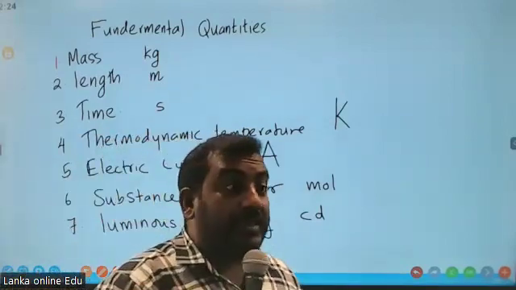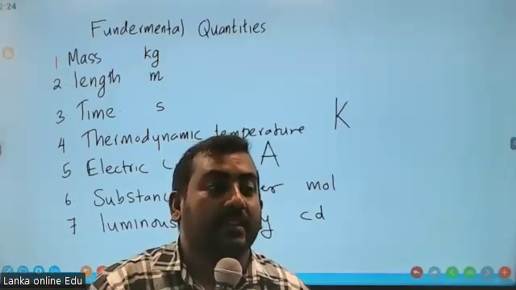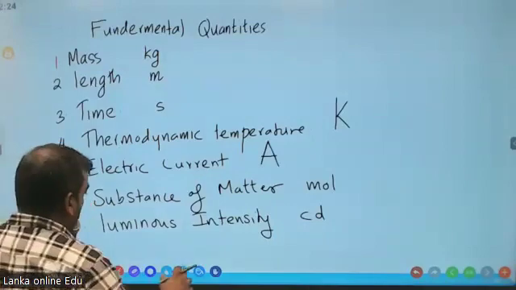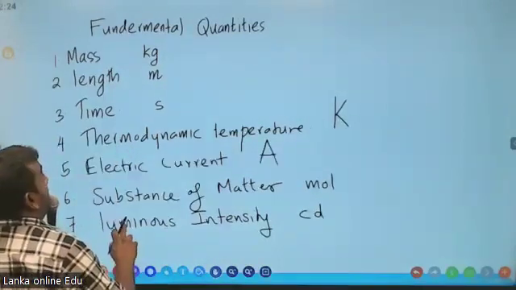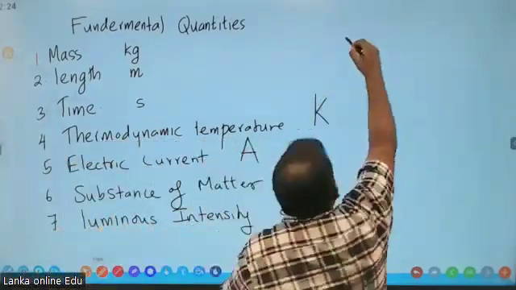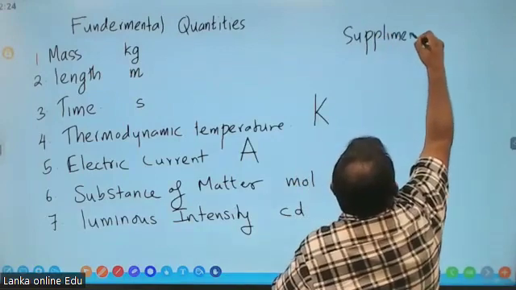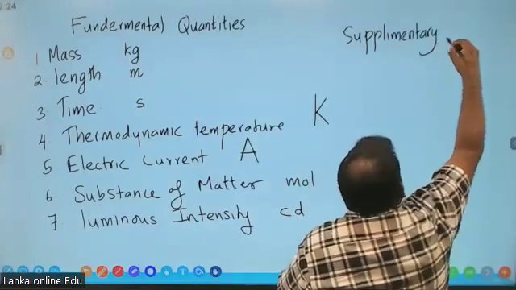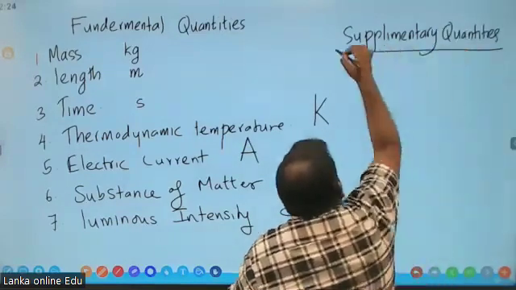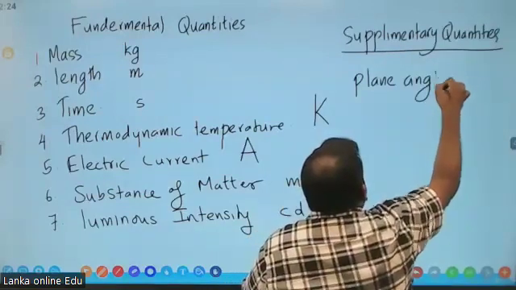Now, apart from this, there are 2 supplementary quantities. What are the 2 supplementary quantities? Plane angle and solid angle. So 2 supplementary quantities, write them on the side: plane angle and solid angle.